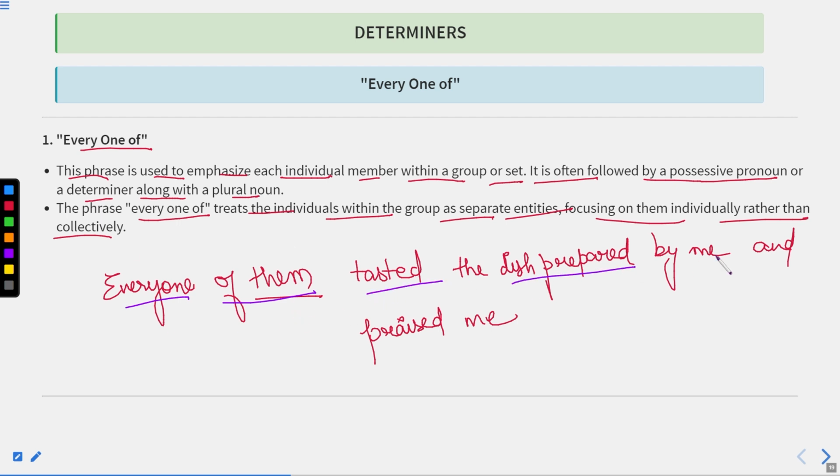Tasted the dish prepared by me. It means each one of them. They tasted the dish prepared by me. It means they made the collective effort to do this, and they praised me. So here, after every one of, we can write them as the plural pronoun. Also, if I want to write a noun over here, it should be plural.